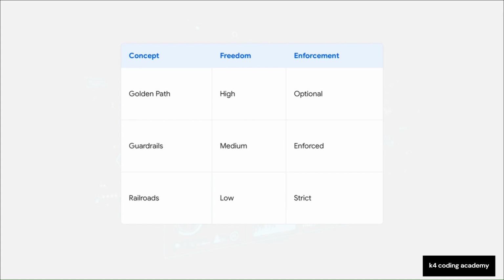And then you have railroads. These are rigid, mandatory workflows. And honestly, you want to avoid railroads at all costs. If you force a 100% mandated template on your engineers, give it a few months, and they will absolutely find workarounds. The secret sauce is just making the right thing the easiest thing to do.